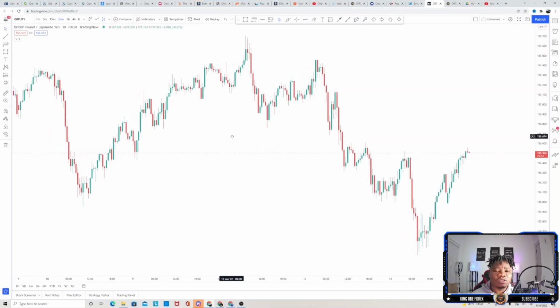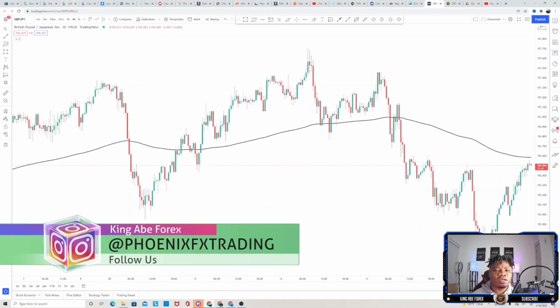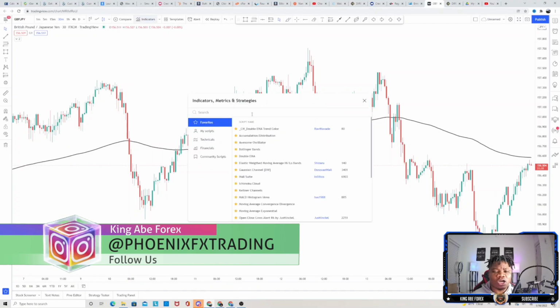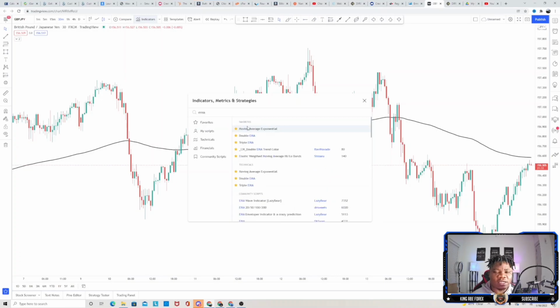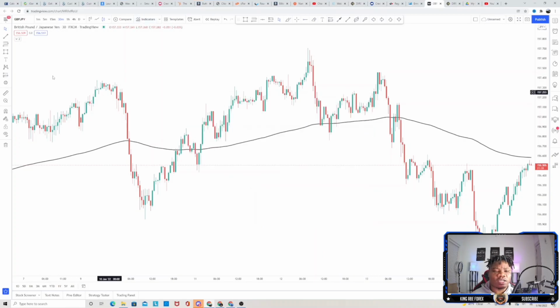Now, using the 200 EMA, there are some rules that we need to follow. So we're going to add the 200 EMA here. To add it, you go to indicators, and you search for EMA, and you see here is the moving average exponential. You add that to your chart, and then once you're done, you click on settings, go to inputs, and change the length to 200. For the style, you can use whatever color you want. Once you're done, you click on OK.